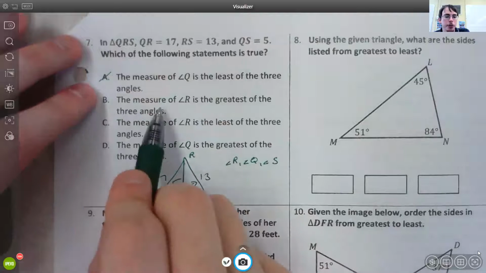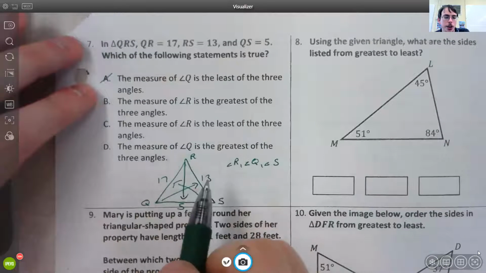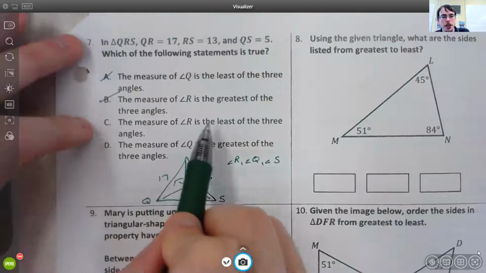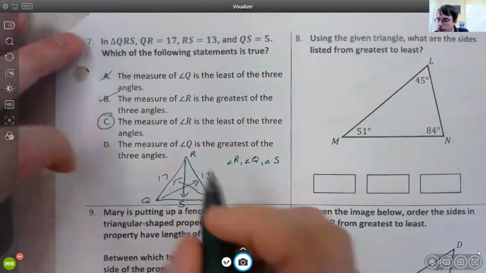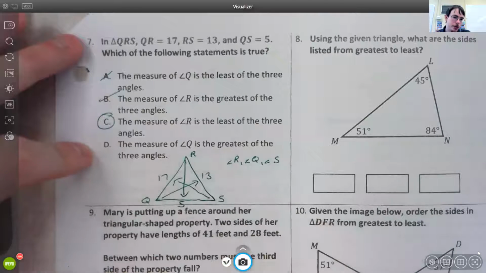Let's look at B. The measure of angle R is the greatest of the three angles. Well, R is in the least position, so that's not true. C, the measure of angle R is the least of the three. We already just said that. And then the measure of angle Q is the greatest. It's in the middle, so it can't be.